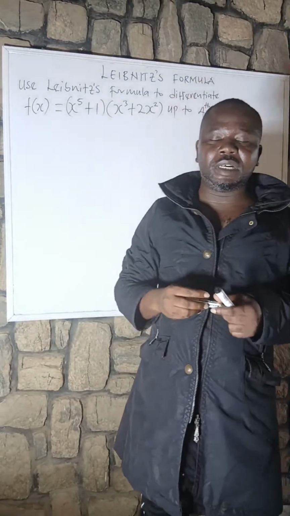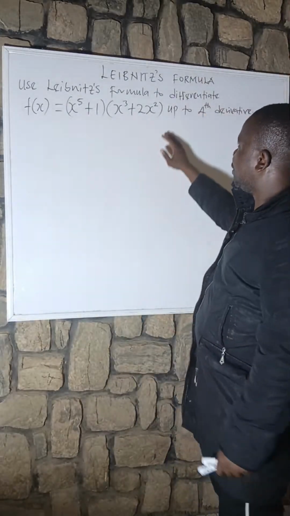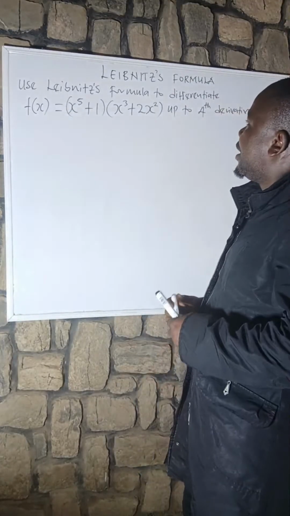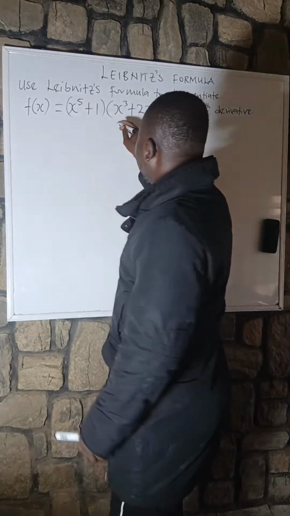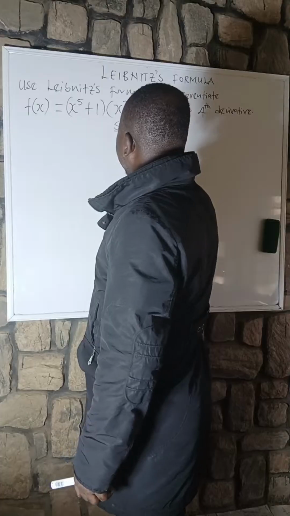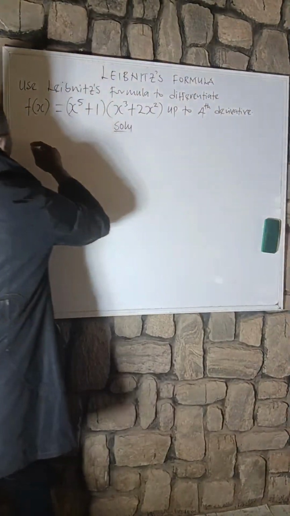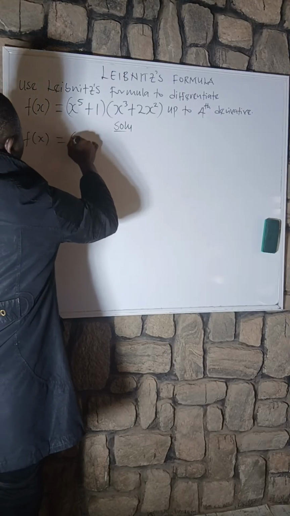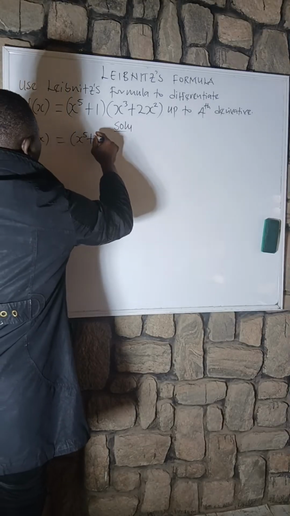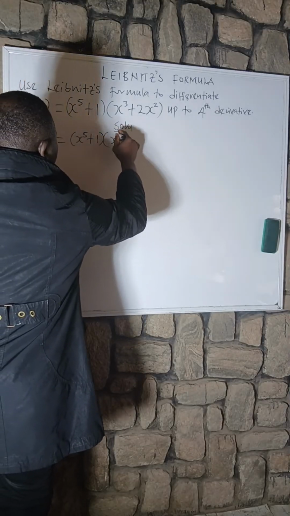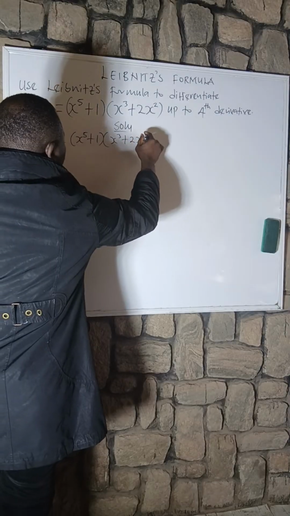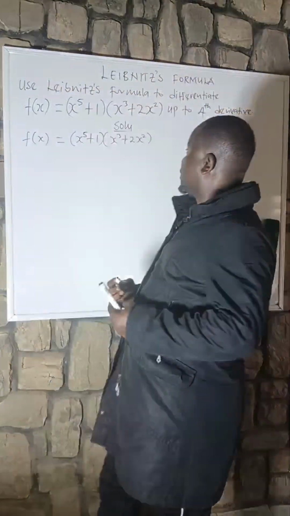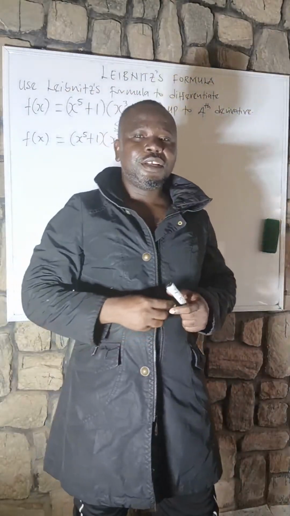Are you following? Okay. So let's look at this. It's simple as ABC. It's not difficult. First thing, let us write the solution. Then write down the function f of x is equals to x raised to power 5 plus 1 times x raised to power 3 plus 2x squared. True or false?